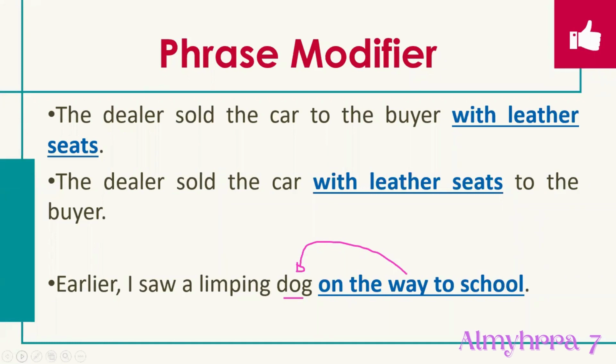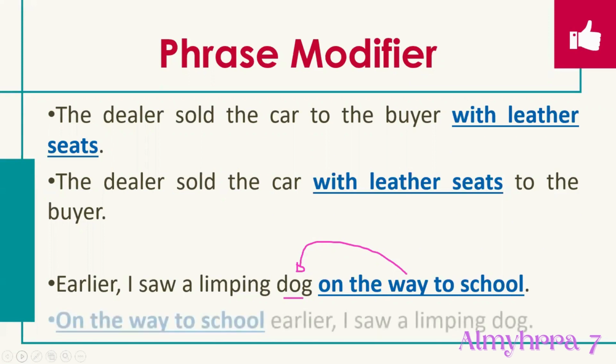But actually, that is not what you meant. What you're trying to say is this. On the way to school earlier, I saw a limping dog. If we try to analyze, on the way to school is modifying the subject I. It is you, or it is I, who was going to the school, or on my way to school, not the dog. So that is how we're going to revise the sentence.